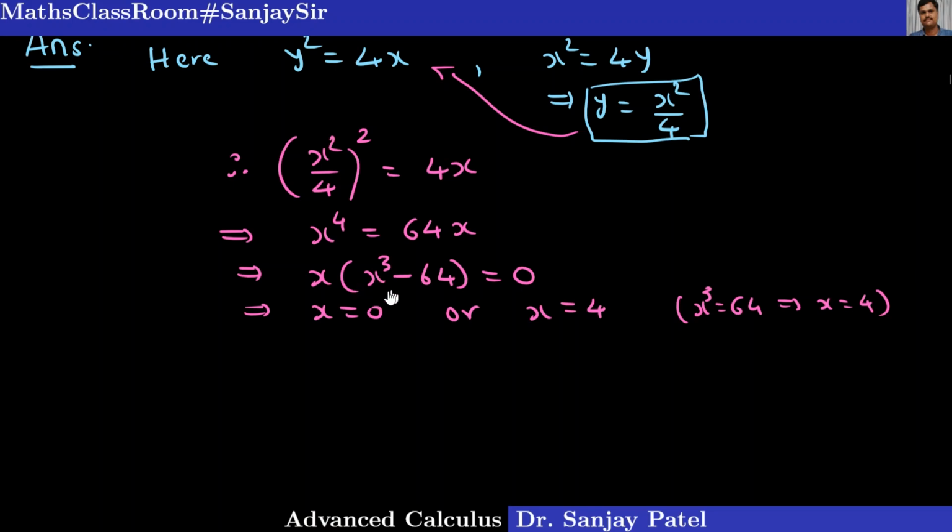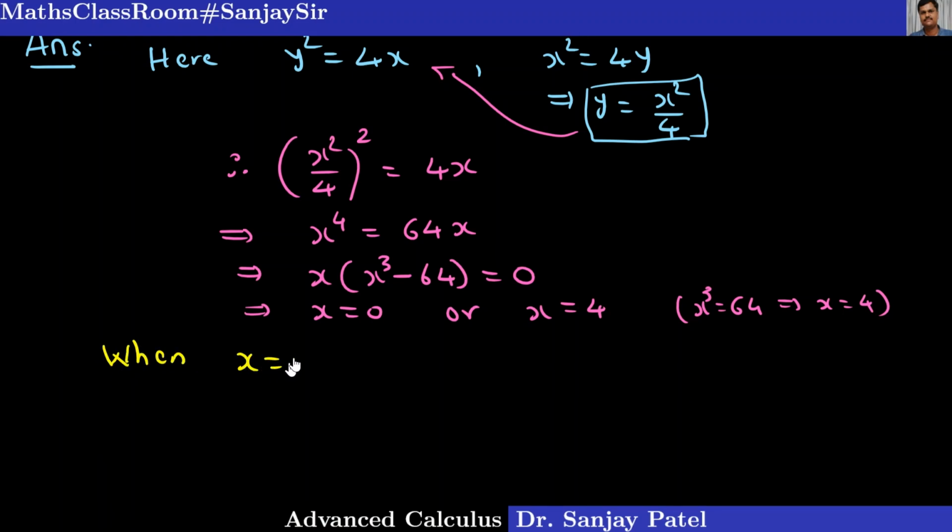Remember, if you factorize this by the method a cube minus b cube, the second quadratic factor will not give the real values. So these are the only two possible solutions. So x equal to 0 and x equal to 4.